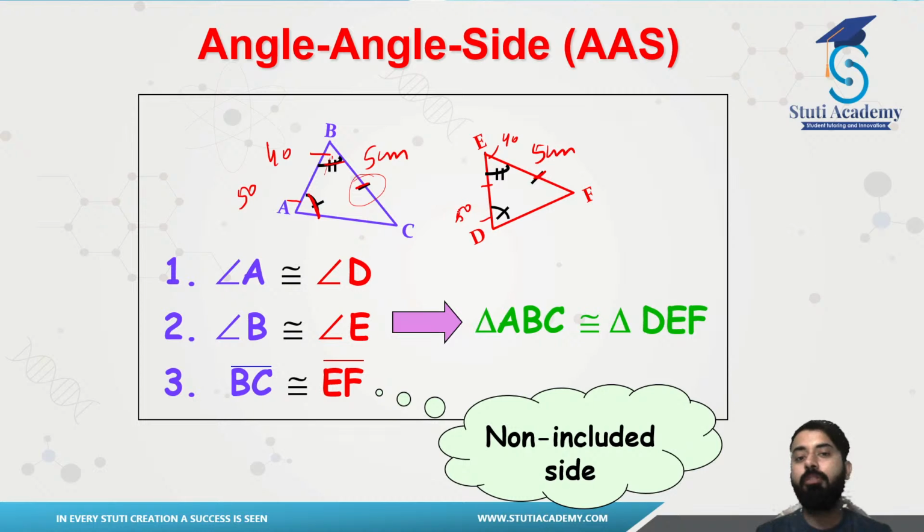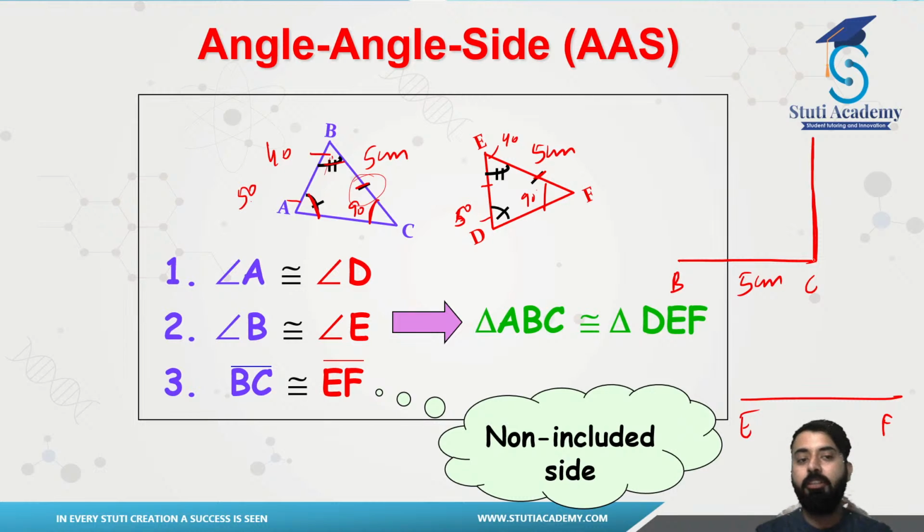I'm going to prove why such an angle angle side exists. You see 40, 50, this is 90, so this angle C will be 90 as well, and this angle F will be 90 as well. Now you have a base which is 5 centimeter. If you plot them like this, let's say this is BC and this is EF. At C you have an angle of 90 degrees. You can easily construct that angle, right? Let's say this is a 90 degree angle.